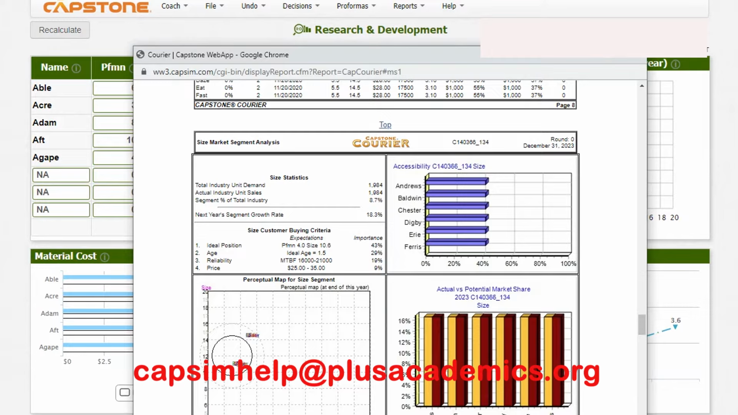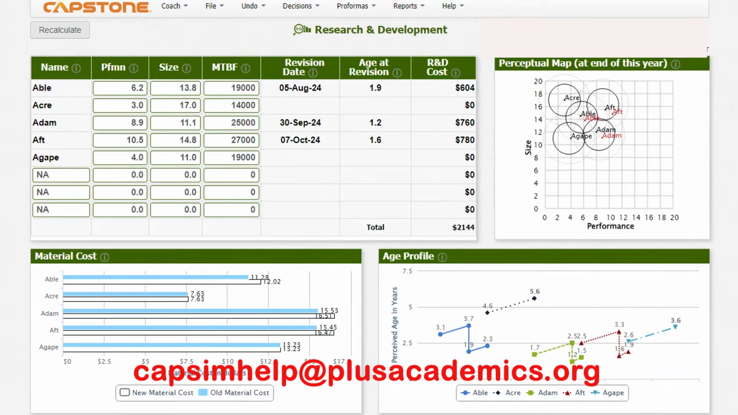Okay, now let's go to the size market segment and see what customers want. Ideal position is the most important thing, followed by edge and then reliability. Now let's give it 4.7, and here let us give it 9.8. Let us increase the reliability a little bit, 20,000.